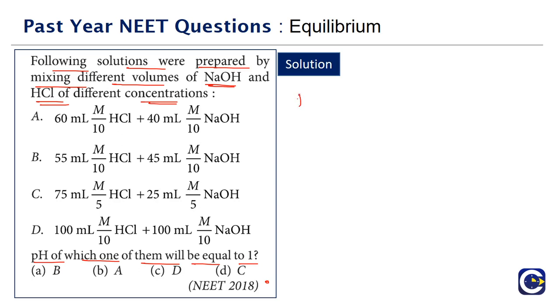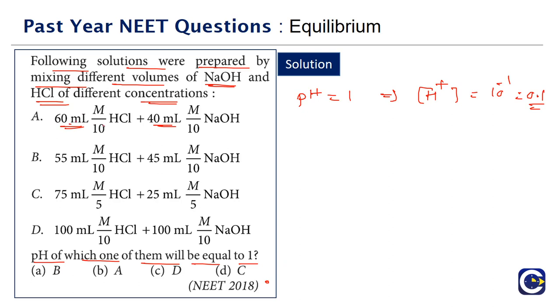See, pH should be equal to 1 means H plus ion concentration must be equal to 10 power minus 1 or 0.1. That's it. So pH 1 is possible when the H plus ion concentration is equal to 10 power minus 1 or 0.1. So we'll have to just go through each of these options. If you look at option A, what is it? 60 ml of M by 10 HCl, 40 ml of M by 10 NaOH.